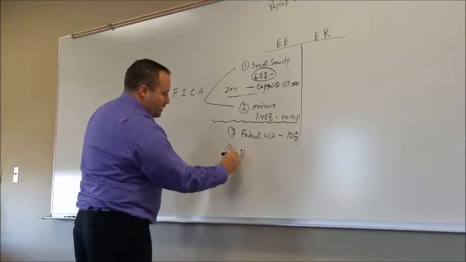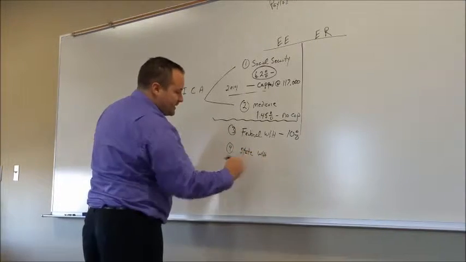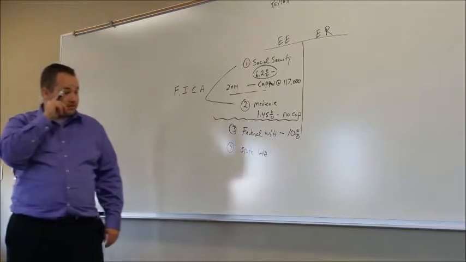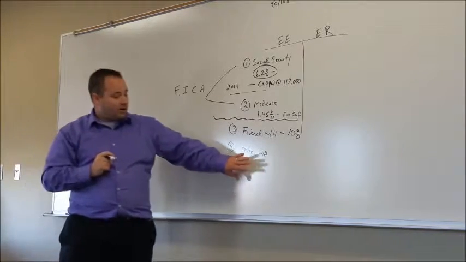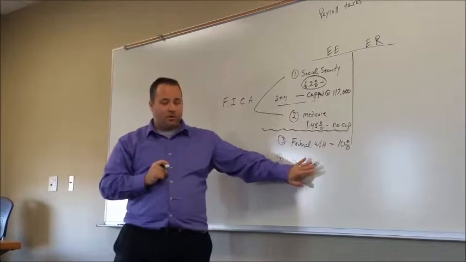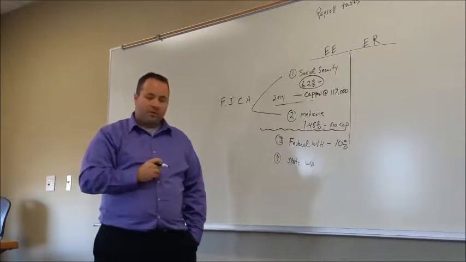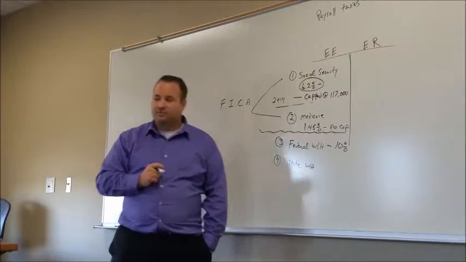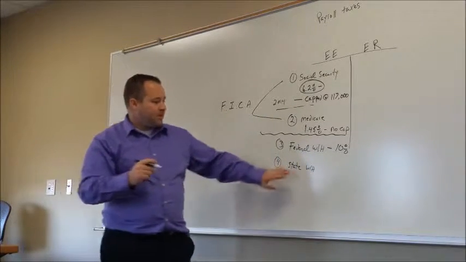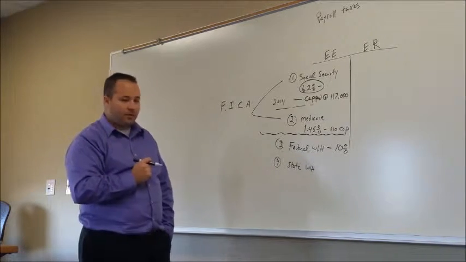Number 4, and almost everybody will have this across the United States, is state withholdings. Now there are 7 states that don't have any withholdings. Nevada being one, Florida being another, Alaska, just to name a few. They get their money elsewhere, Alaska through oil, Nevada through gambling.